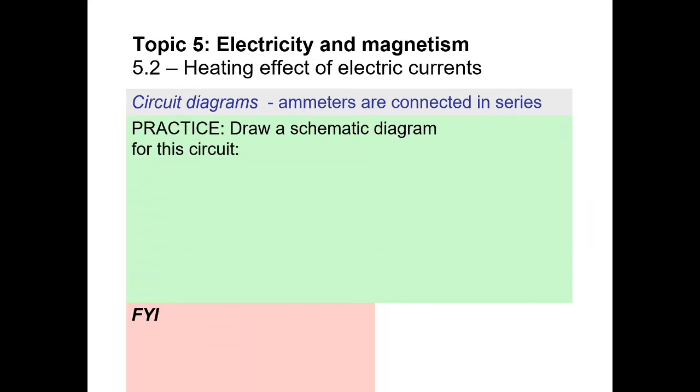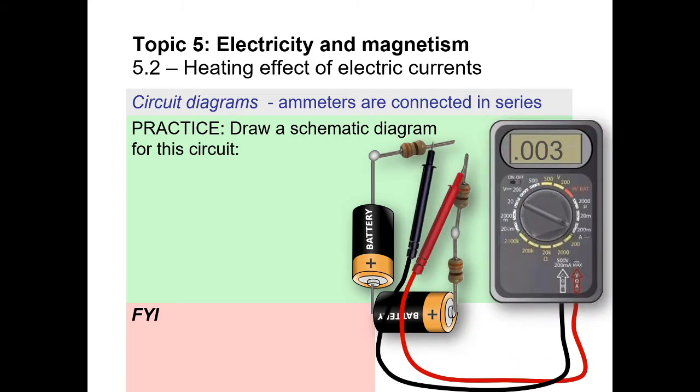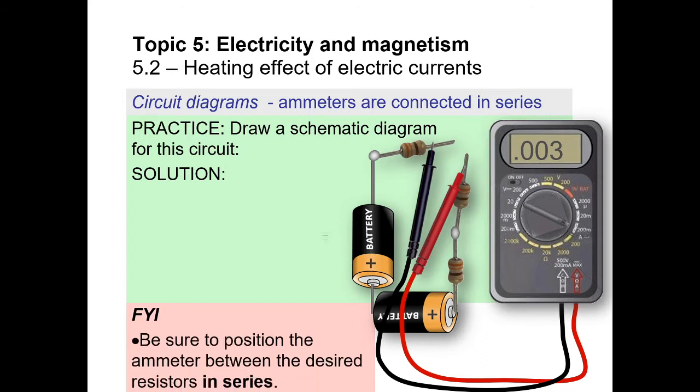All right, draw a schematic diagram for this circuit. Notice that it's broken, so that means most likely we're measuring the current. And sure enough, there go the leads. Okay, so remember that an ammeter gets connected in series.